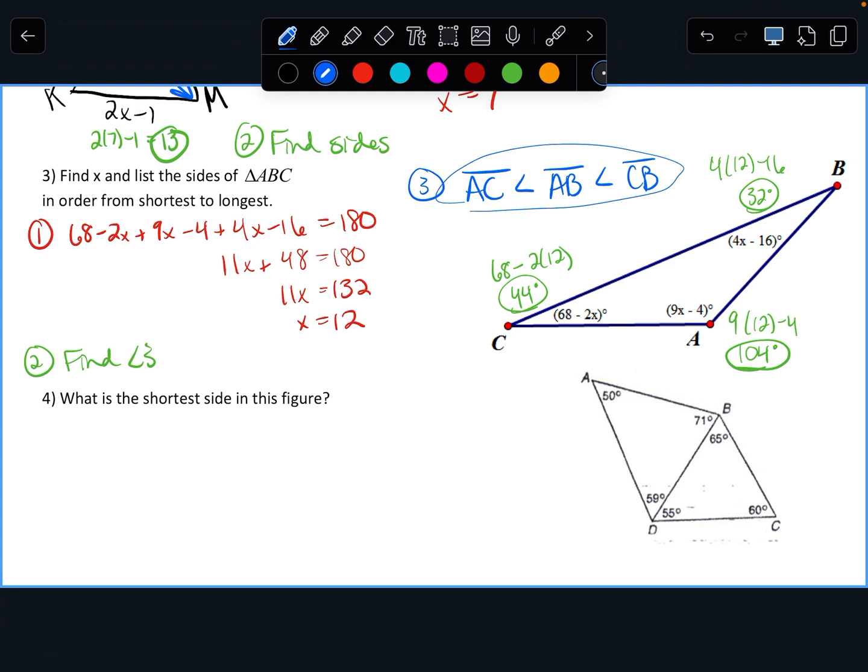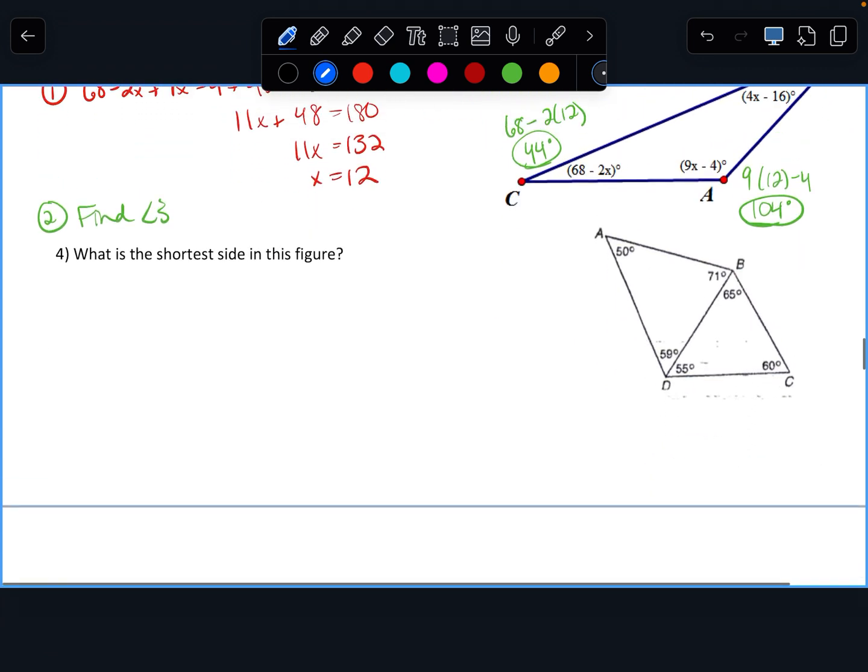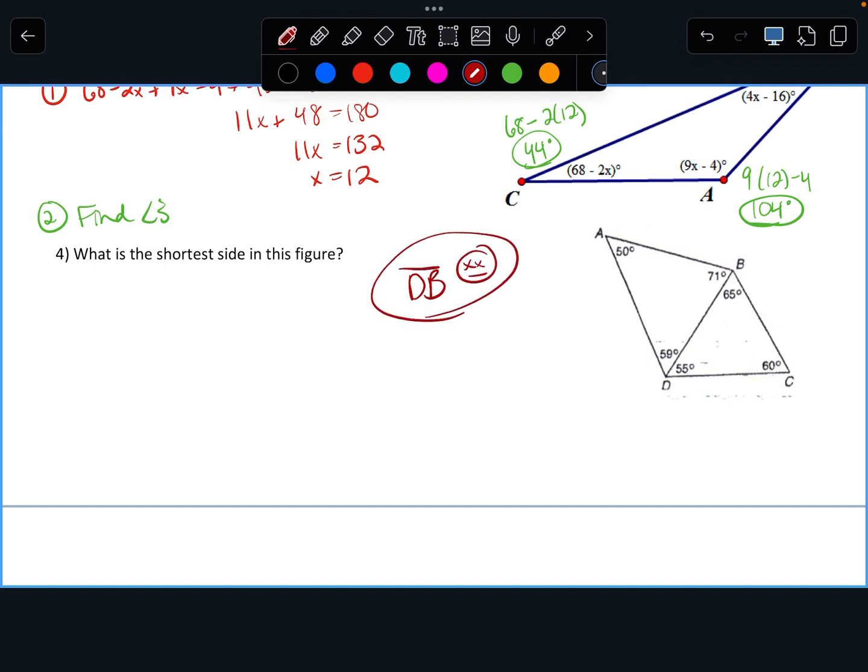All right, so number 4 is the one that messes people up the most, I would say. I bet looking at this, you would say the wrong answer, no offense. You would probably be like, the smallest angle on that picture is 50, right? So the shortest side has got to be DB. It's not that one. Okay. So I'm going to show you my strategy for this one.